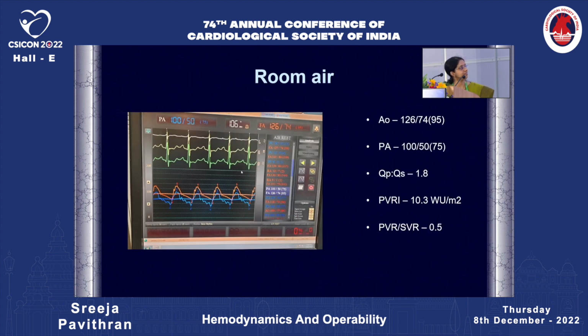Okay, this is a 15-year-old child with ASD. I will show you. The PA pressure is in blue, aortic pressure is in red. You can see that the PA pressure is only around 20 millimeters subsystemic. So this is a very unusual elevation of the PA pressure for a child with ASD. And QP/QS at baseline is 1.8, PVRI is 10.3, which is very high, and PVR-SVR ratio is 0.5.